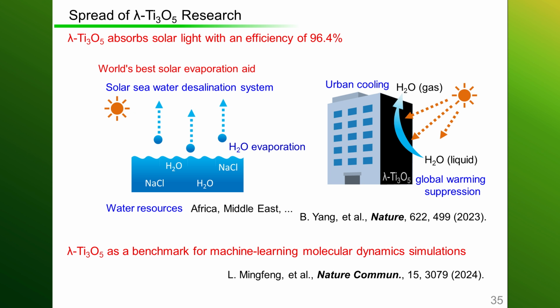This is a report from last year, which is not our research. Researchers overseas studied this lambda trititanium pentoxide and reported that it can absorb sunlight with a 96.4% efficiency and change water from liquid to gas. It is easy to see that applying this material to buildings would provide an urban cooling effect. On the other hand, an application was proposed in which this material could be used to absorb heat and evaporate seawater to obtain fresh, potable water in areas where there is no fresh water. To be honest, this idea had never occurred to me, but as such, applications of this material are expanding. As the person who first discovered the material, I find it very interesting that its applications are expanding, and am very happy to see it.